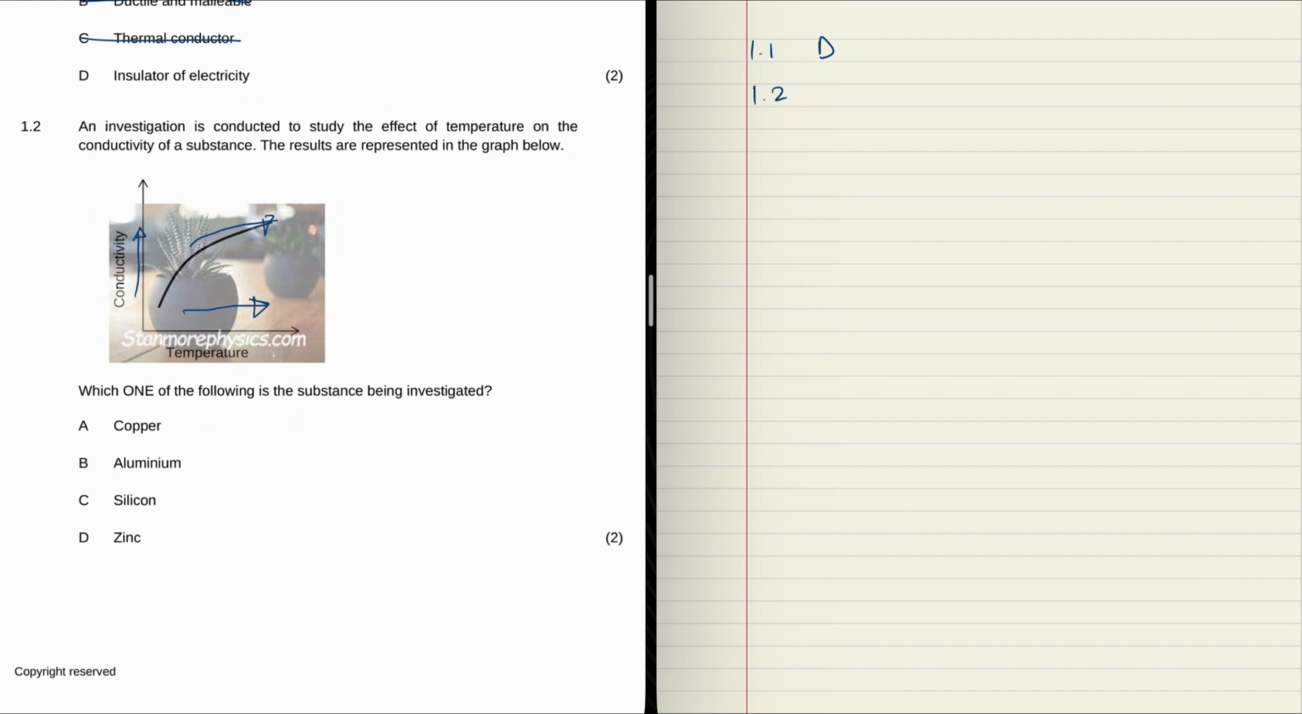Now, copper we know is a metal, aluminium is also a metal, silicon is a metalloid, and zinc is a metal. Now we know that one of the properties of metals is that they are good conductors. However, for metalloids, they share some of the properties of metals, meaning that they are good conductors, but they can deviate. So the answer for 1.2 is going to be C because it is a metalloid.